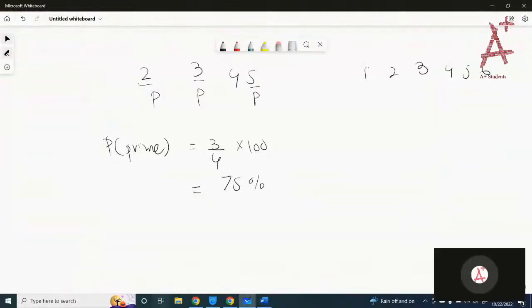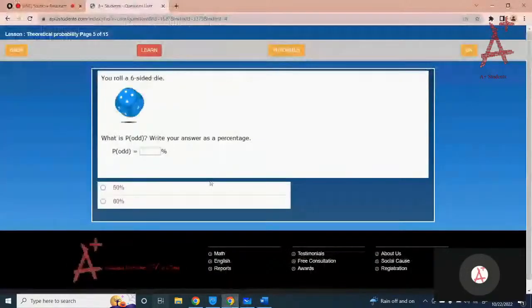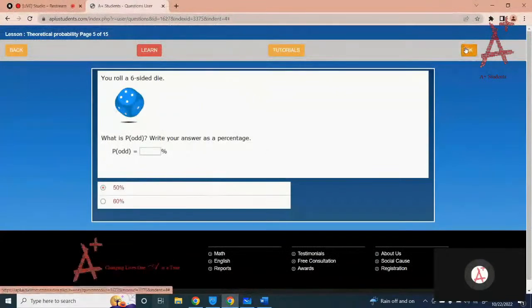Out of the 6 you have, 3 of them are odd. These three numbers are odd. So the probability of getting odd is 3 out of 6. Got it? And it would be 50%. Got it? So select the correct option and then click on the OK.